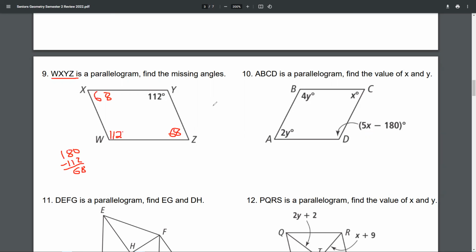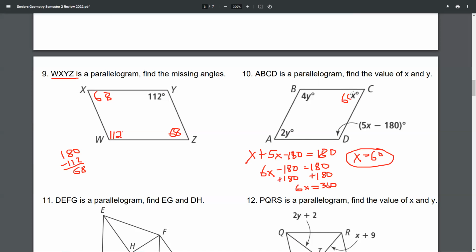All right, for number 10, we're going to use the same idea. I'm going to look at the x's first. They are consecutive angles, next to each other, same side interior, so they add up to 180. So x plus 5x minus 180 equals 180, because consecutive angles are supplementary. So those two angles, C and D, add up to 180. So that is 6x minus 180 equals 180. If I add 180 to both sides, I get 6x equals 360. Dividing both sides by 6, I get x equals 60.